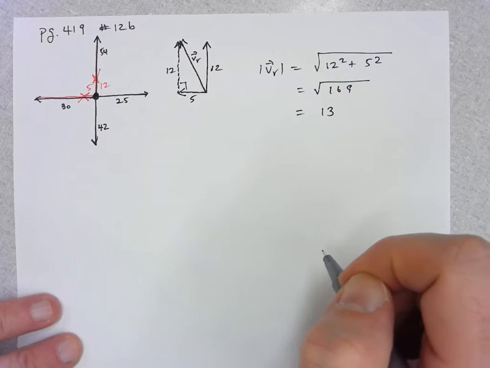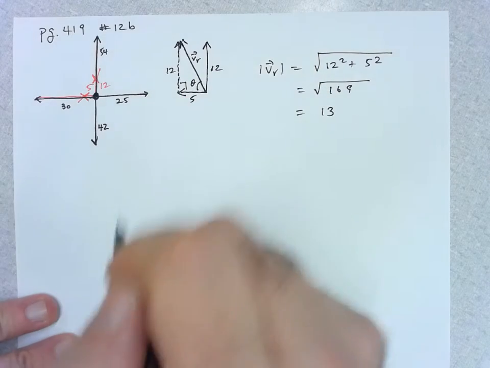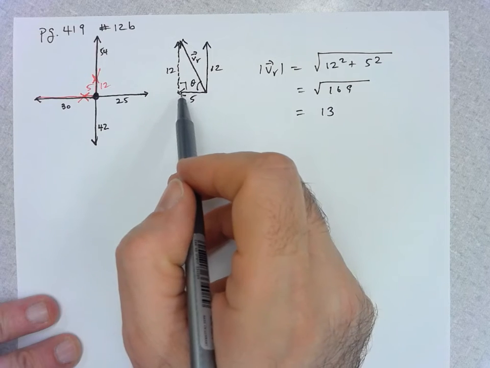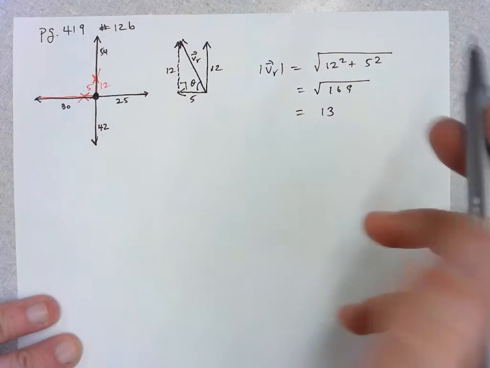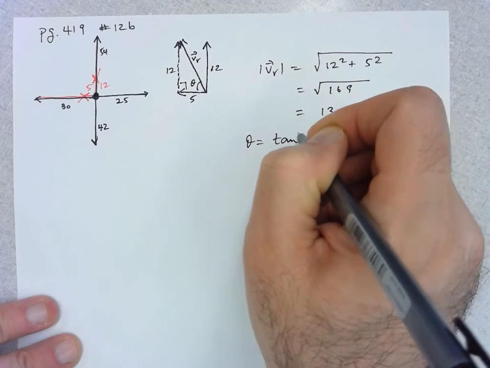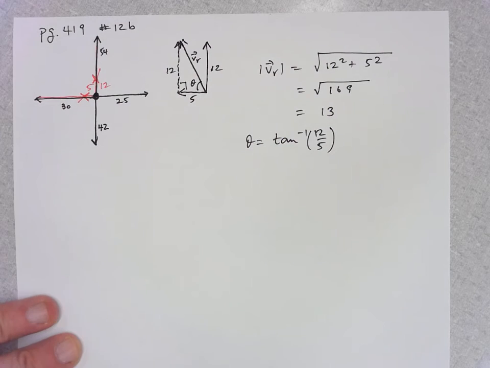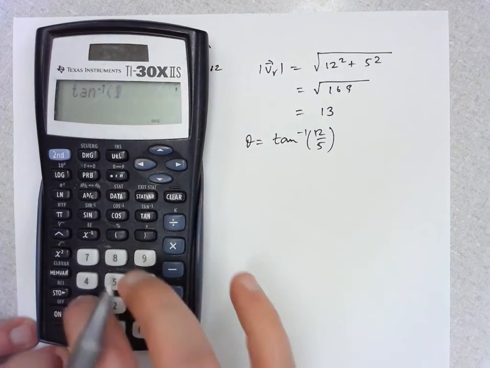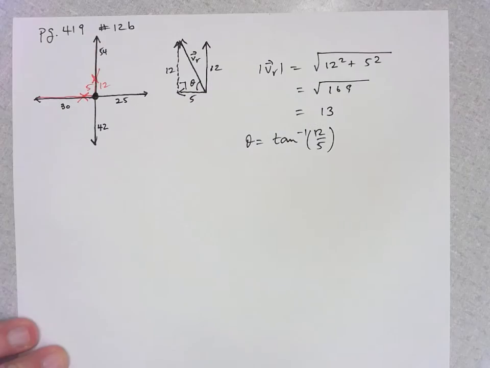Now in terms of the direction, I'm going to find this angle here inside the triangle, and since this is the west direction, that'll just tell me how many degrees north to go. So I'll use tangent. I've got the 12 and 5, so theta is equal to inverse tan of 12 over 5. Let's figure that out here. Inverse tan of 12 over 5 is equal to 67.4 degrees.